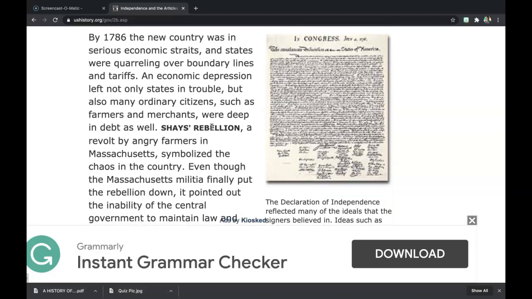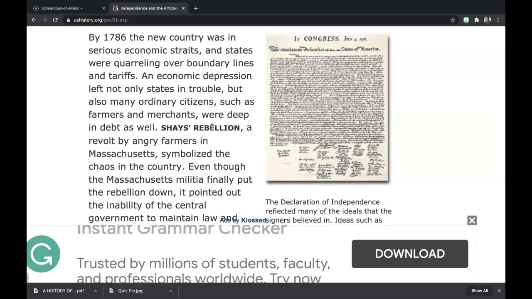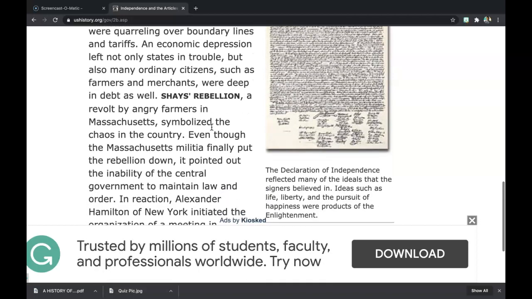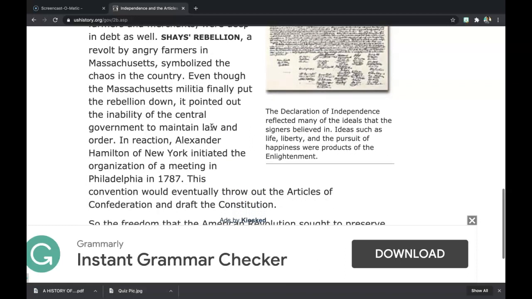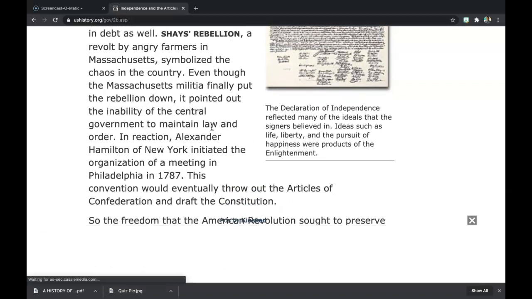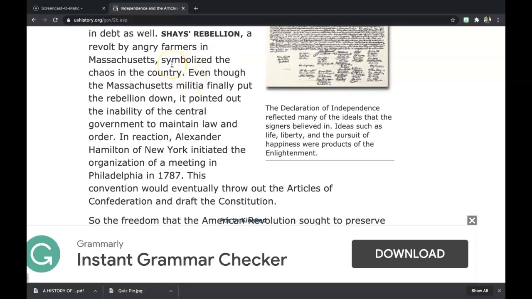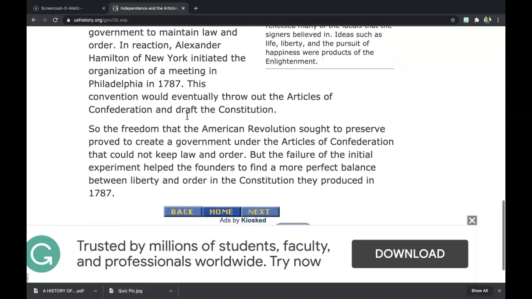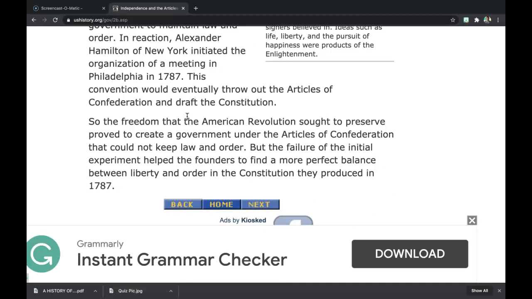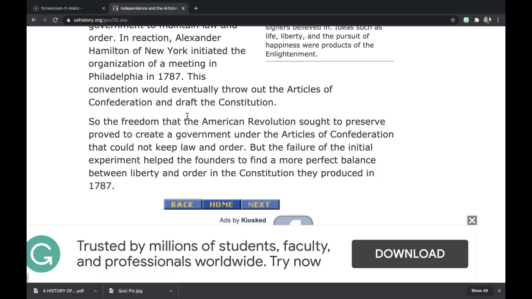By 1786, the new country was in serious economic straits, and states were quarreling over boundary lines and tariffs. Economic depression left not only states in trouble, but also many ordinary citizens such as farmers and merchants. They were deep in debt as well. Shays' Rebellion, a revolt by angry farmers in Massachusetts, symbolized the chaos in the country. Even though the Massachusetts militia finally put the rebellion down, it pointed out the inability of the central government to maintain law and order. In reaction, Alexander Hamilton of New York initiated the organization of a meeting in Philadelphia in 1787. This convention would eventually throw out the Articles of Confederation and draft the Constitution.